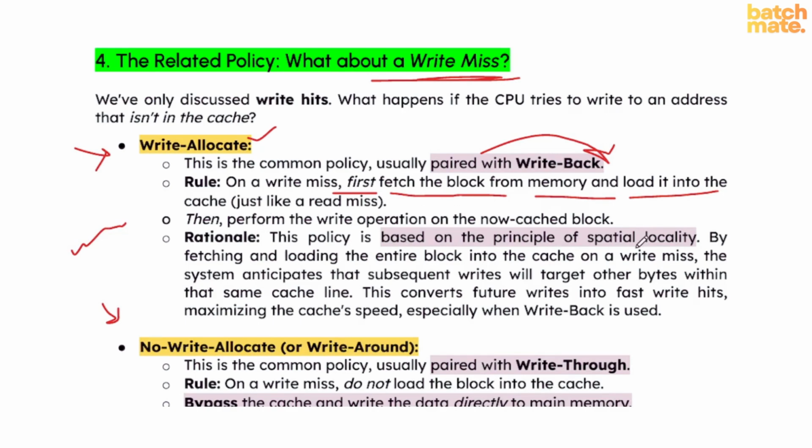And what is the logic behind this action? The principle of spatial locality. If you wrote to it once, you'll probably write to it again. So we want the whole block in the cache. This converts future writes into fast write hits, maximizing the cache's speed, especially when write-back is used.